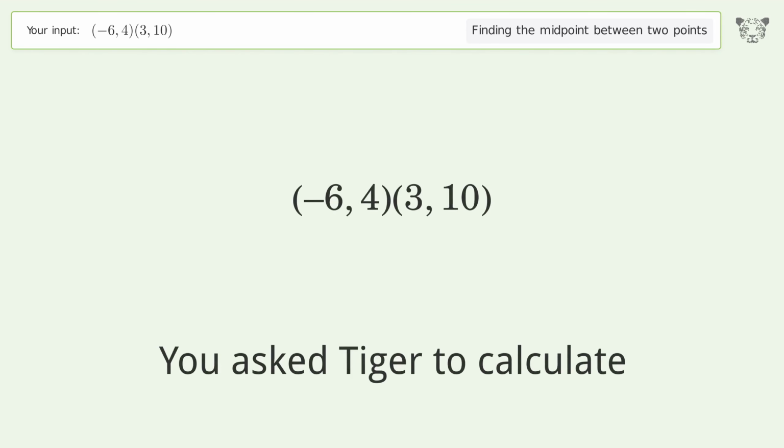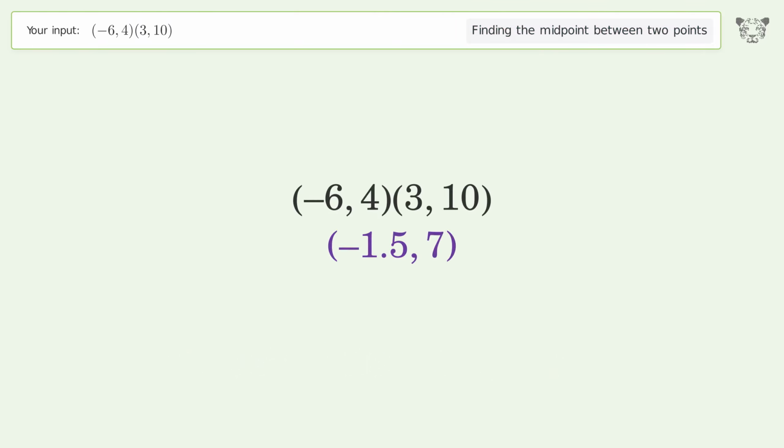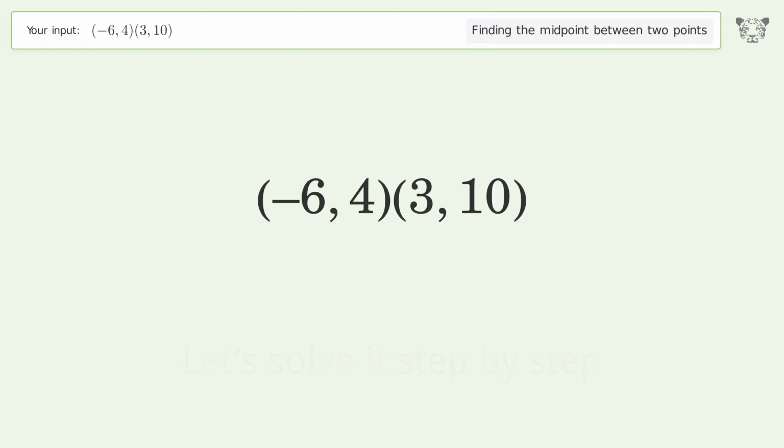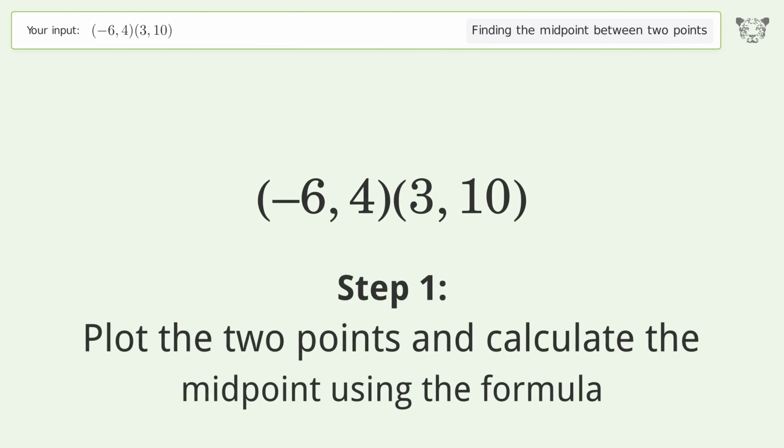You ask Tiger to calculate. This deals with finding the midpoint between 2 points. The midpoint between the 2 points is negative 1.57. Let's solve it step by step. Plot the 2 points and calculate the midpoint using the formula.